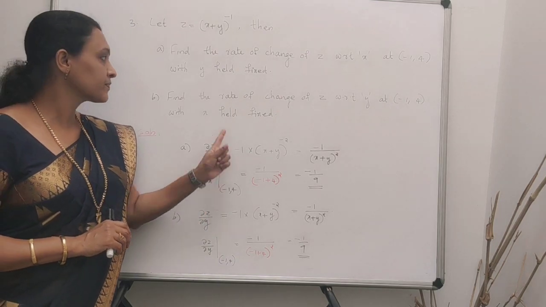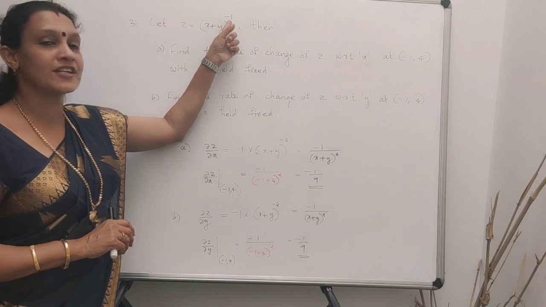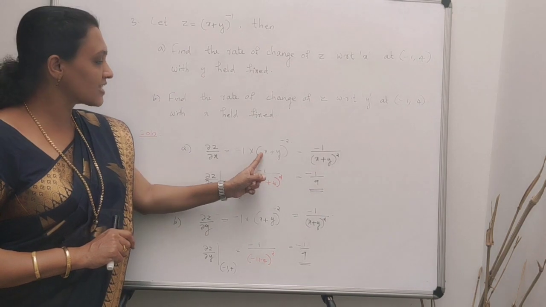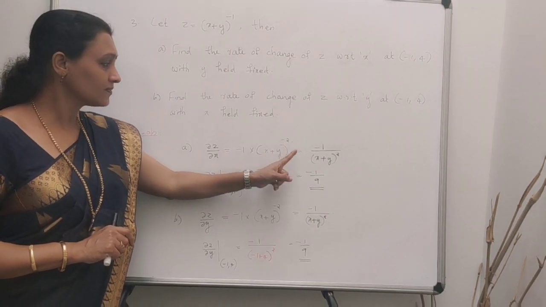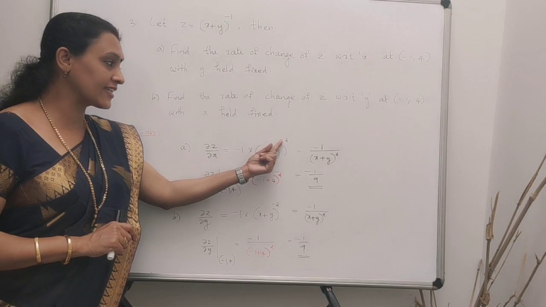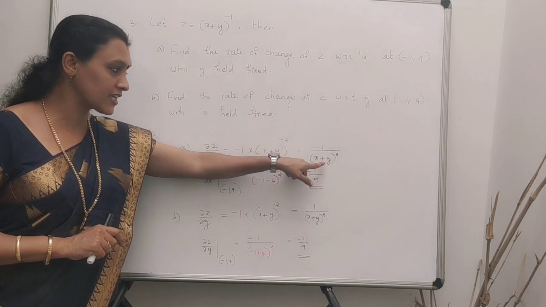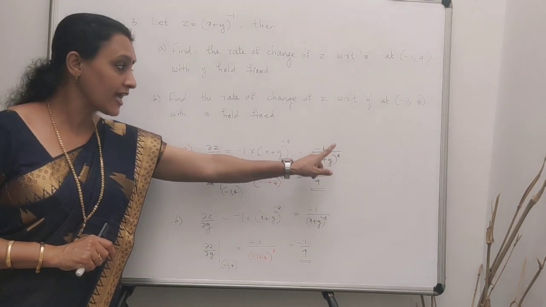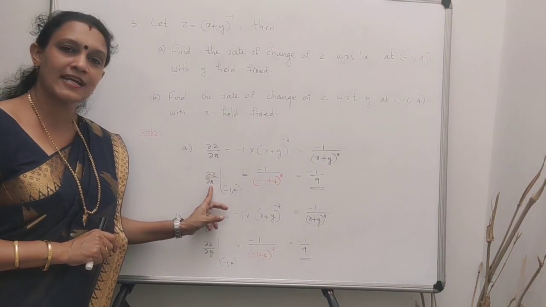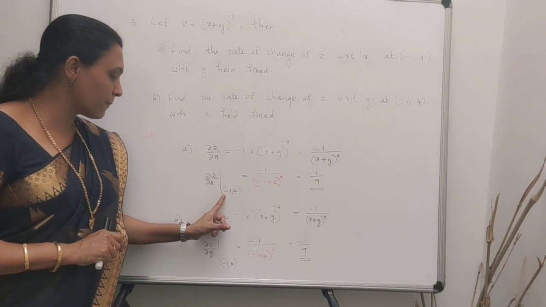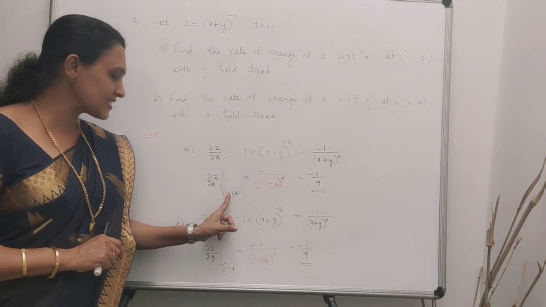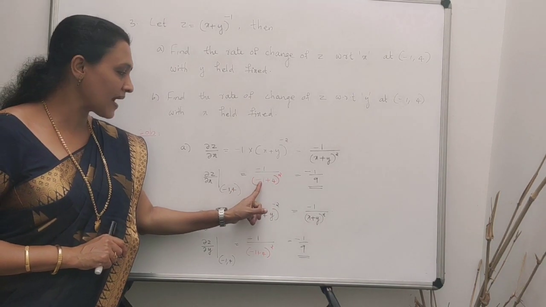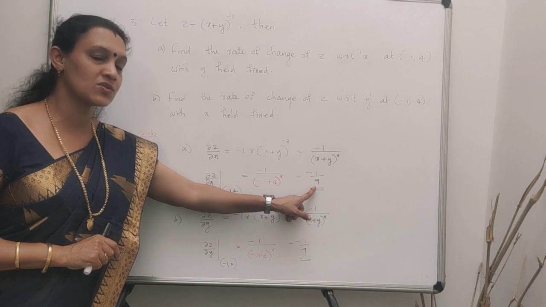Let us calculate that. You are given z is equal to (x + y)^-1. ∂z/∂x is -1 into (x + y)^-2. We can write the negative power as a positive power by taking it into the denominator, so it is -1 divided by (x + y)². Now you are asked to evaluate this derivative at the point (-1, 4). So put x equal to -1 and y equal to 4. So it is -1 divided by (-1 + 4)². It is -1/9.